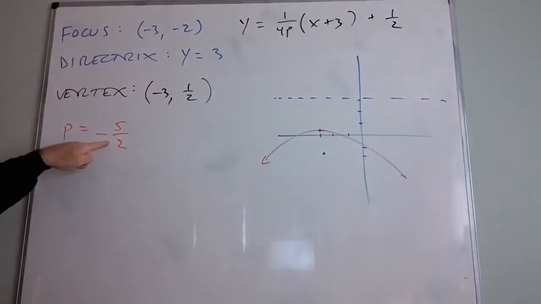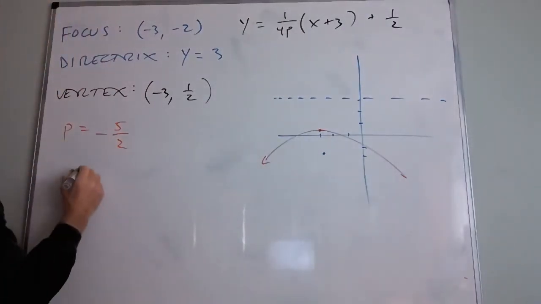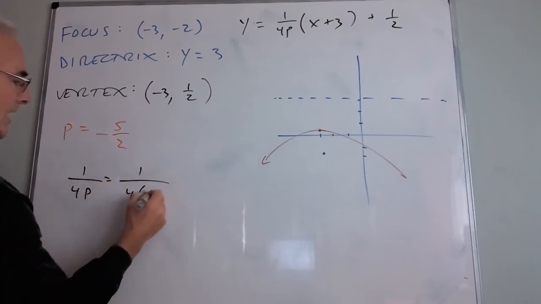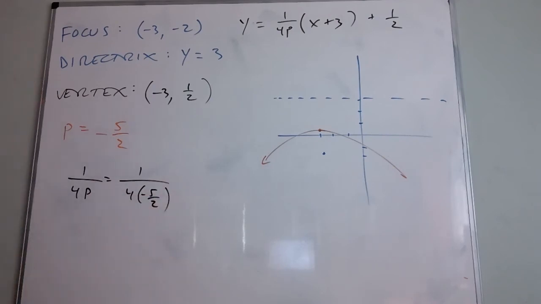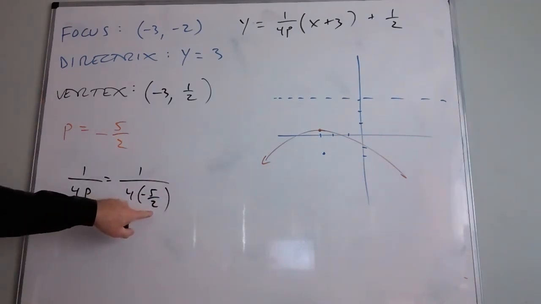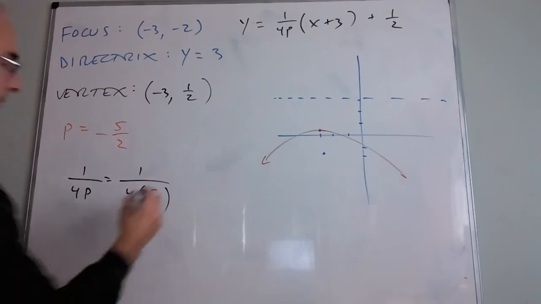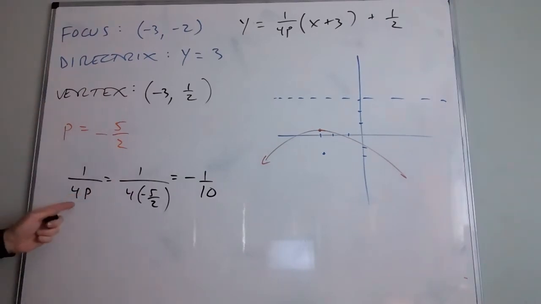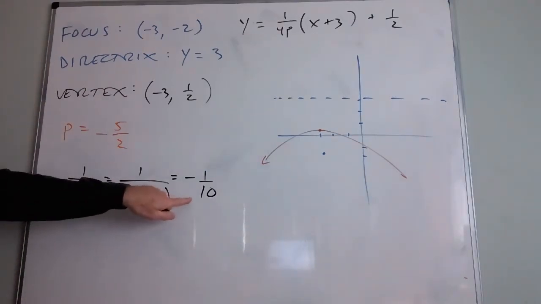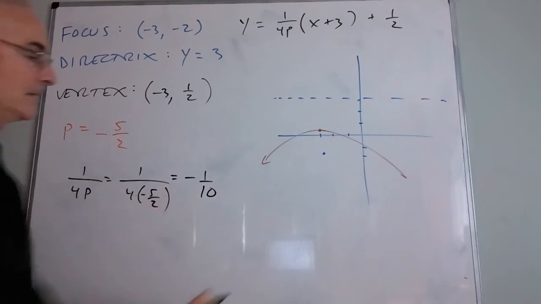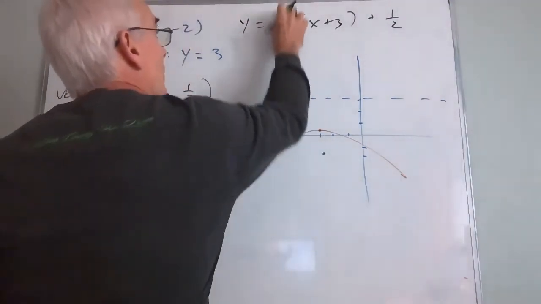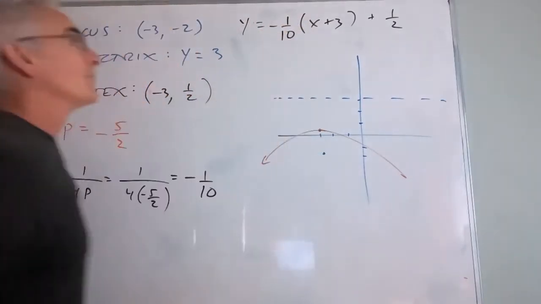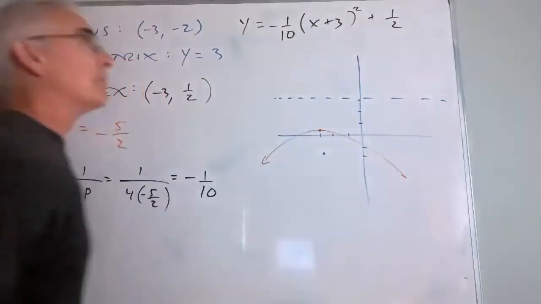And now that we figured out what the value of p is, 1/4p would be 1/4 times -5/2. 4 times -5/2 would be -10. So do you agree with this? 1/4p is equal to -1/10. So then I can say that the equation of this particular parabola, the best equation, not the only equation. Sorry, there's a square here. This is the best equation.